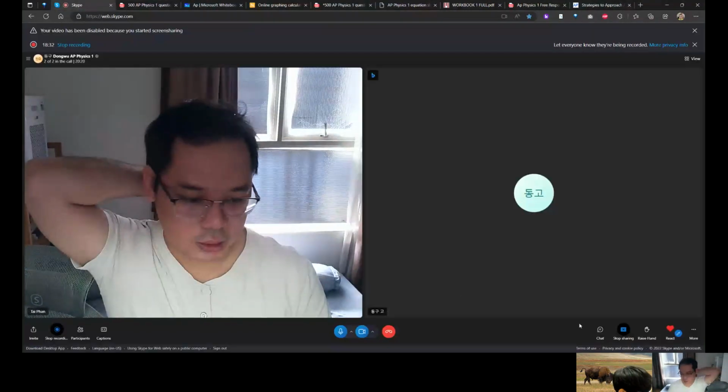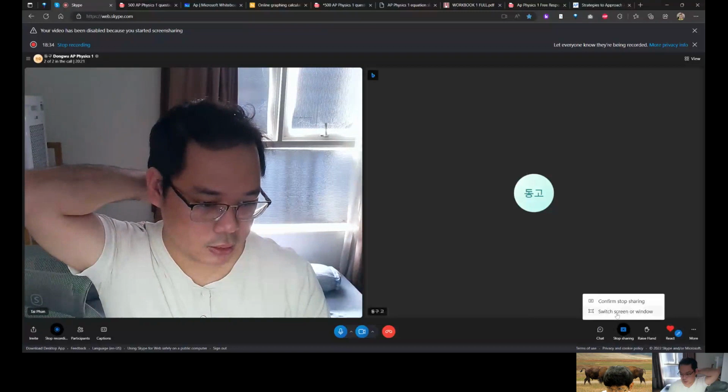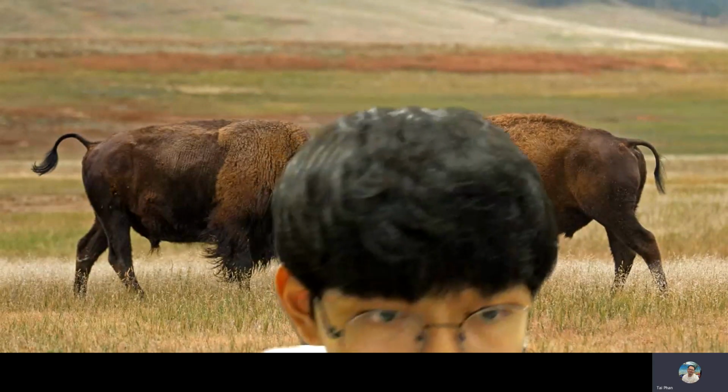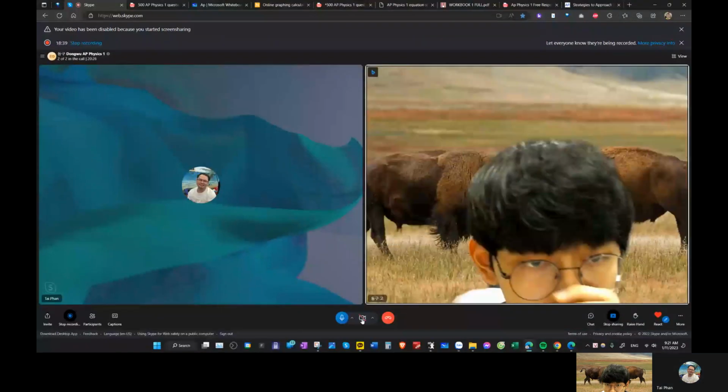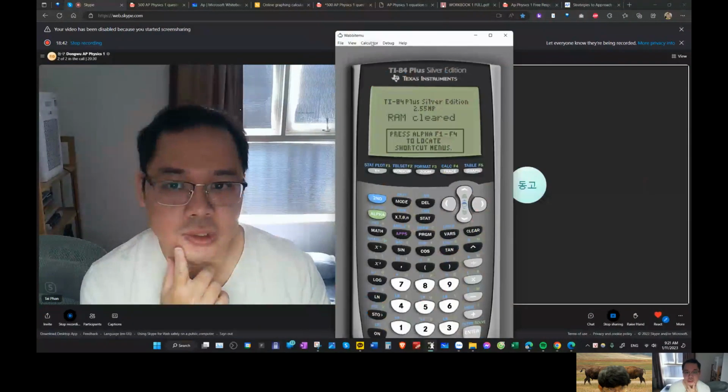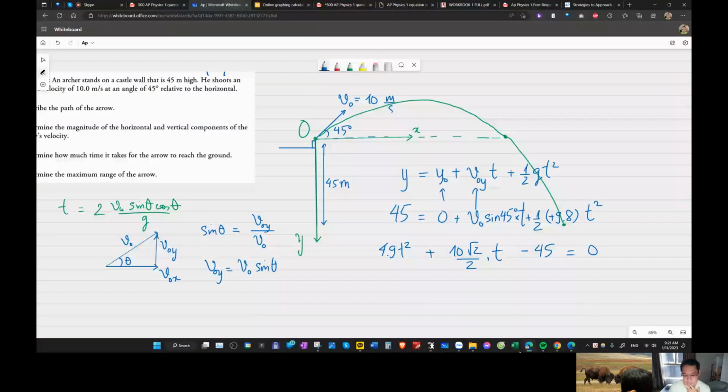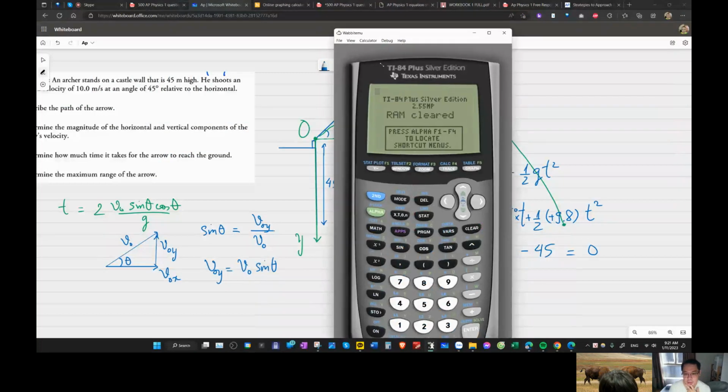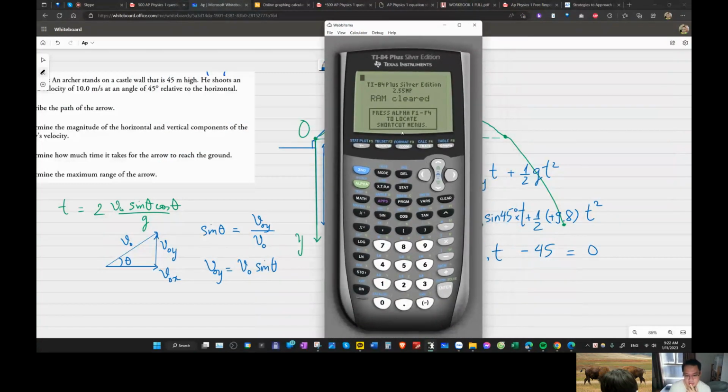Let me change the share screen here. Share window, entire screen. This is my TI. Is that the same as yours? Well, a little bit different. But there's no way that I can actually change this. Look for the function math, click on math, something like that, and go to the bottom. The bottom of this function is the equation solver.